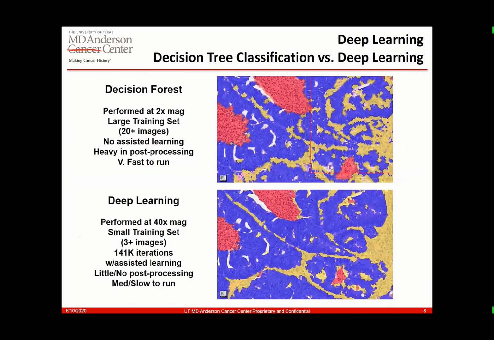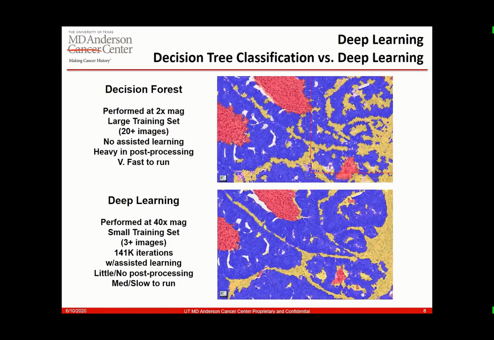So just to give a quick example of this in action, if we have one type of algorithm, which is called the decision forest, which is a lot simpler and a lot faster than a deep learning algorithm, you can see already, if you compare the very top image to the bottom image, that we've got rougher edges. Part of this is because we did this at 2x magnification, and the other part is that a decision forest is really good with categorical data, right?